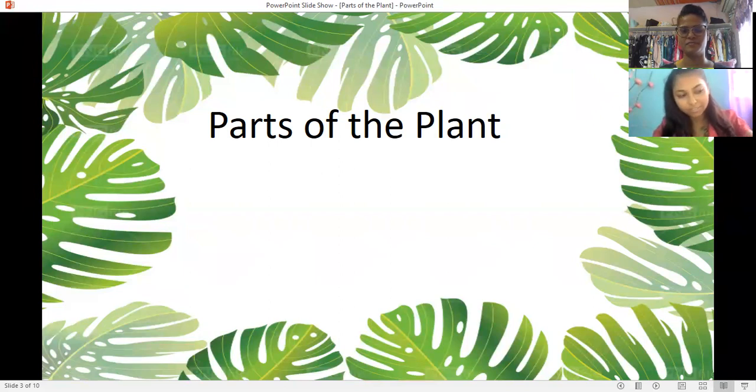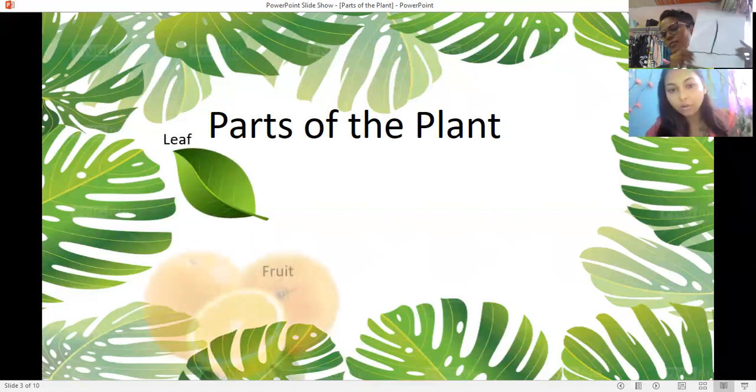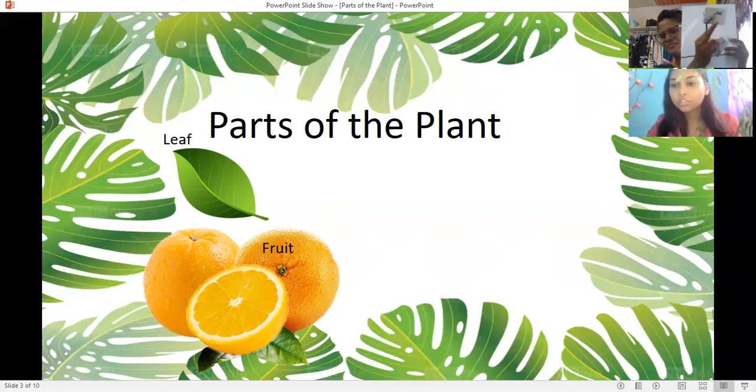Now we are going to go into a little more detail about the different parts of the plant. So in addition to the leaves that we have here, we have a fruit. Now, most plants, they have fruits. So if you look at Miss Anali, she is holding up a chart and she is going to show us where these different parts of the plant are going to go. All right. So she just has our fruit.